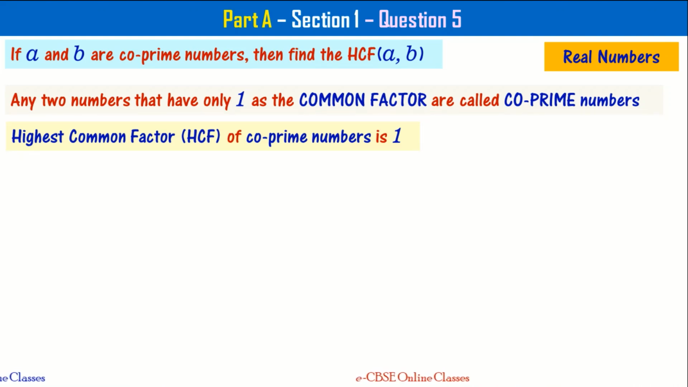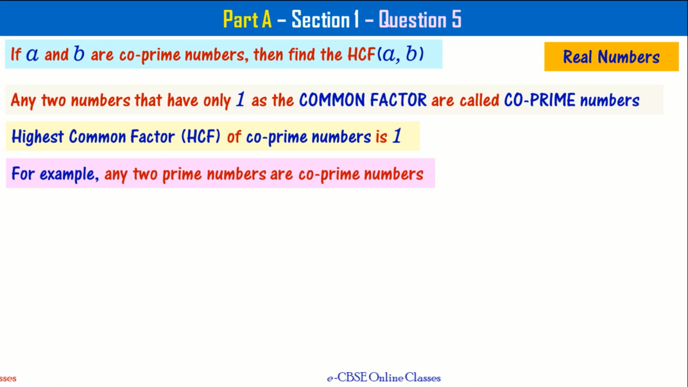So highest common factor of co-prime numbers is 1. It means HCF of a and b is going to be 1. That is the answer. And if you want any example for co-prime numbers, any two prime numbers can be co-prime numbers. Please take a note of that.